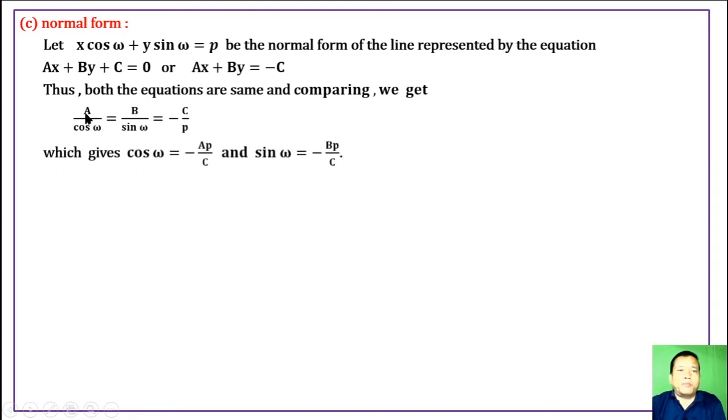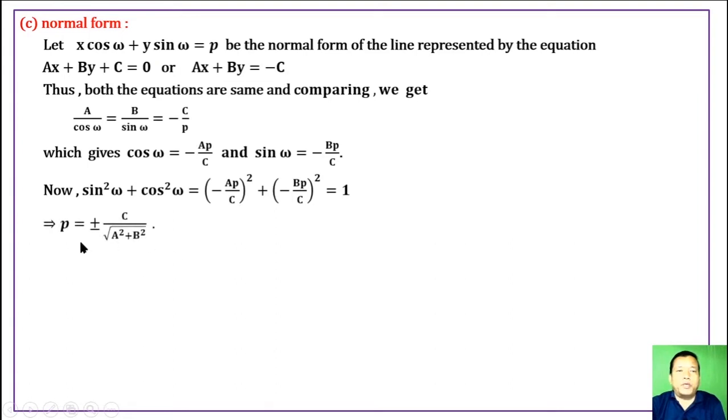This gives cos omega equal to minus ap by c, and sin omega equal to minus bp by c. a, b, c are constants, but p is not known. Now sin square omega plus cos square omega is equal to 1, from which we have to solve for p.